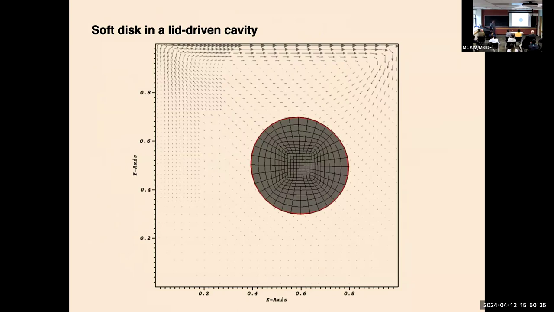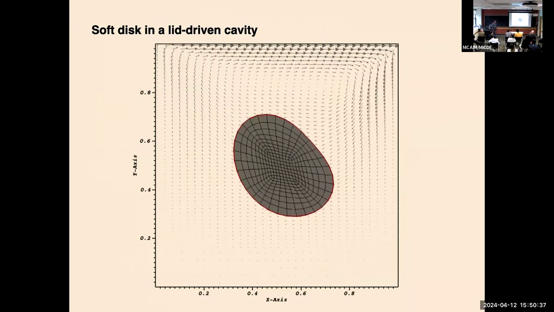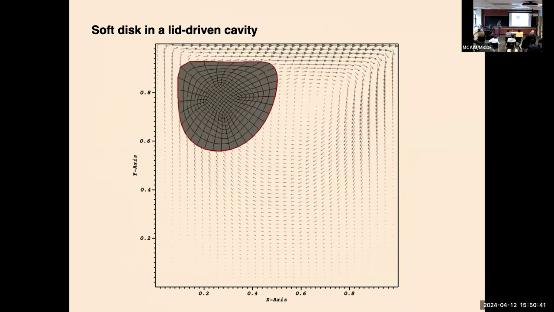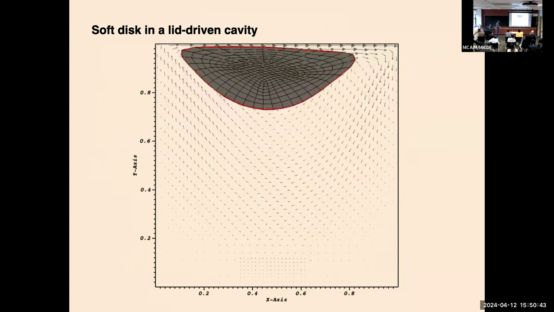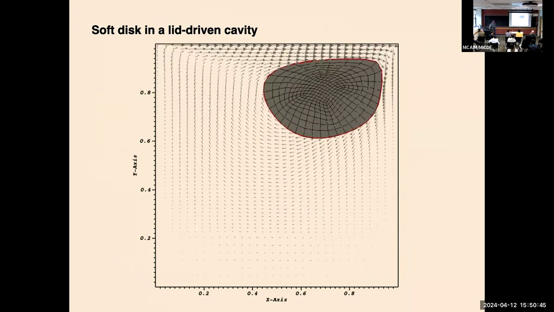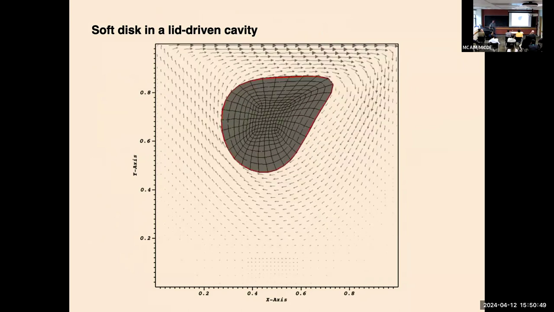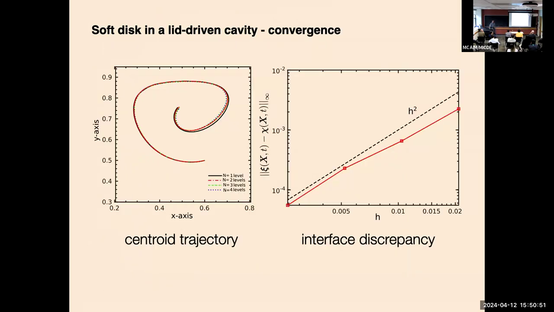You can use elastodynamics to determine the structure. This is a test problem that people have used, of just a flexible circular body in a lid-driven cavity flow. One of the things that you might worry about is we've got two representations of the fluid structure interface, one that's attached to the structure and one that's attached to the fluid. Can we control how far apart those are? And the answer is yes.